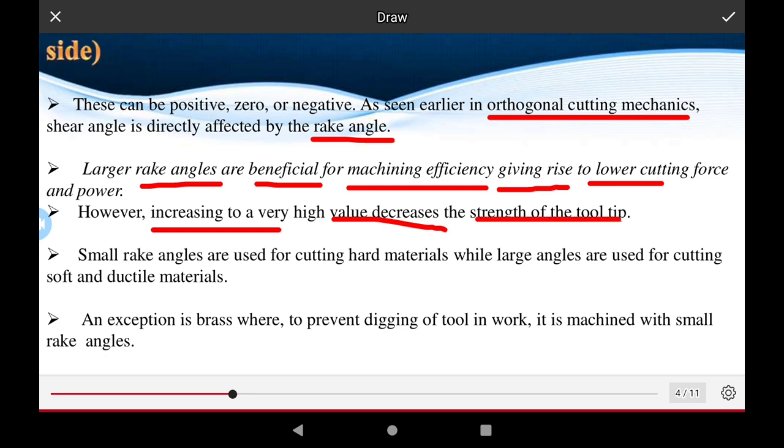Small rake angles are used for cutting hard material, while large rake angles are used for cutting soft and ductile material. Brass, for example, is machined with a small rake angle or zero rake to prevent the digging of the tool into the work.